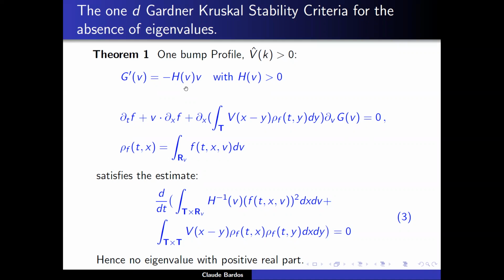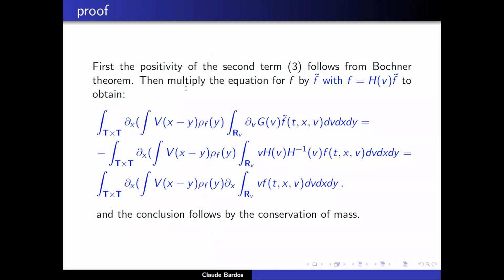Now, if you do that, you multiply the equation here by minus H minus 1 of V. And if you do that, using the fact that G prime is minus H of V, you have a cancellation, and you get for the next slide d over dx of Vf, because these two terms have cancelled. And when you integrate that, you recover Vf.